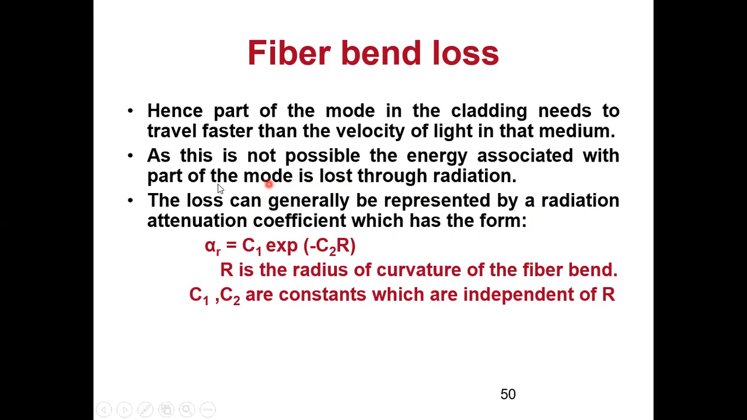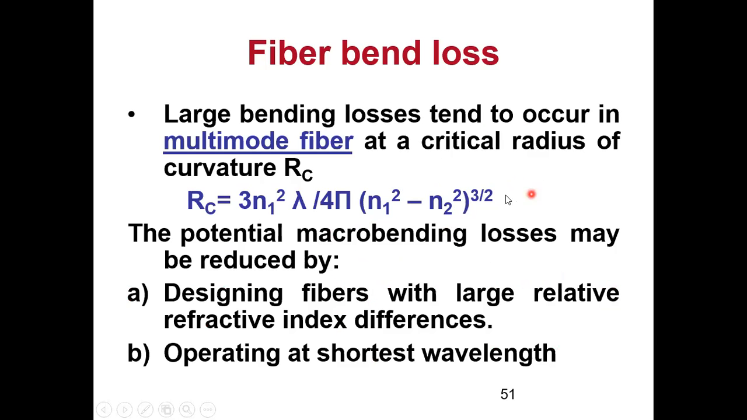Now the radiation loss can be represented by a formula. So the coefficient of radiation is given by this particular formula. You can note down this formula. So alpha is how I denote the attenuation coefficient. So radiation की वजह से हो रहा है. So alpha r is C1 e raised to minus C2 r, where r is the radius of curvature of the fiber, and C1 and C2 are the constants which are independent of r. So if you are writing the theory, this formula you have to mention, but no numericals are asked based on this particular formula. Okay, but you can still note it down. I want you to write this formula.